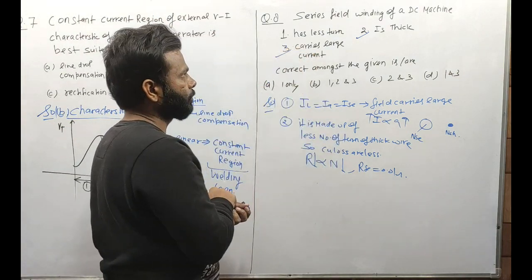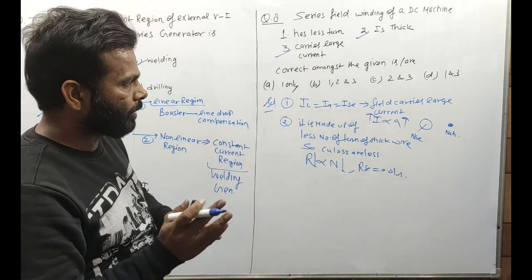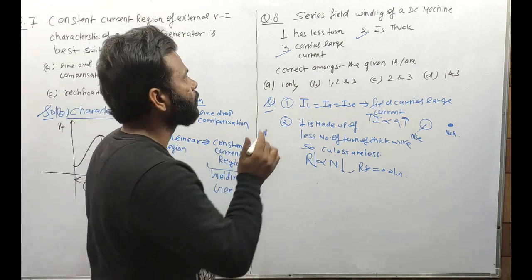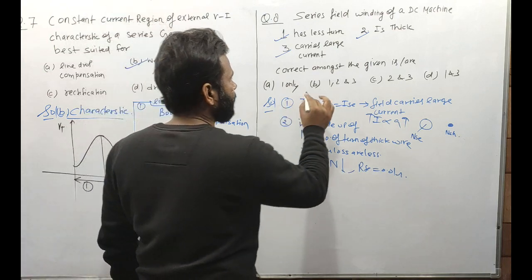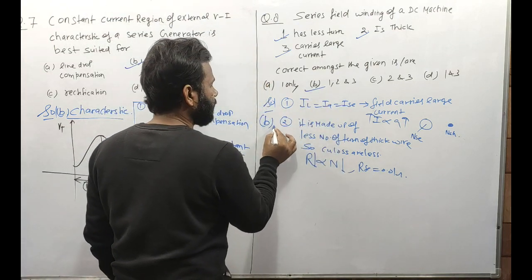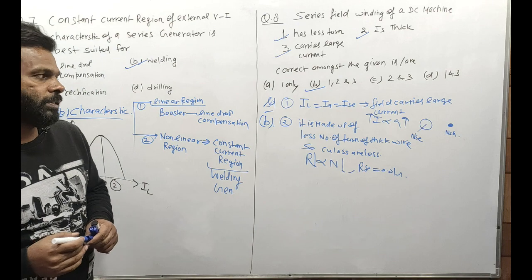Third is also correct, and has less number of turns to minimize the copper losses. Clear? So all options are correct. So first, second, third, all are correct, and this is given in B option. So इस क्वेश्चन का जो करेक्ट आंसर होगा वो B बिल्कुल सही होगा.